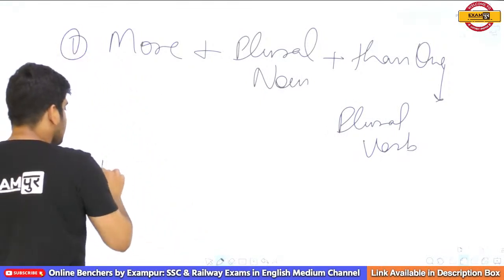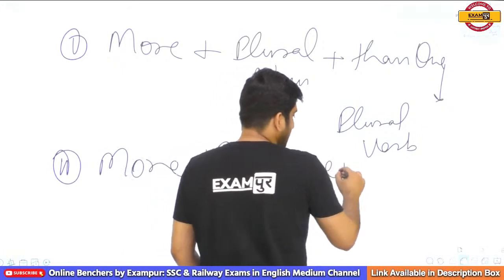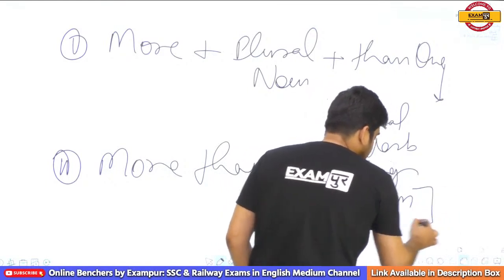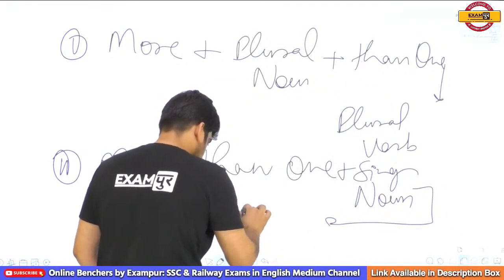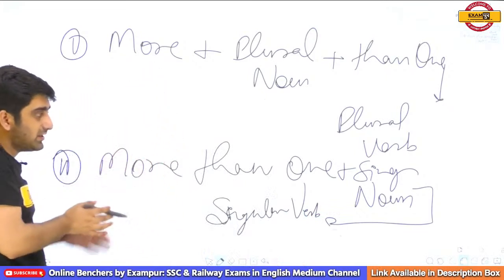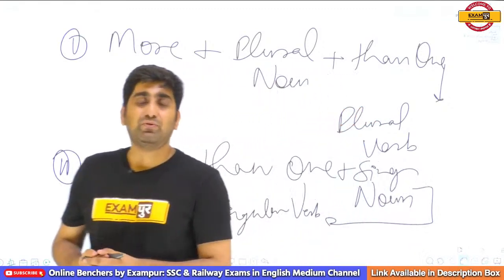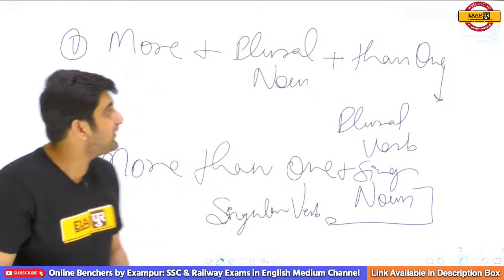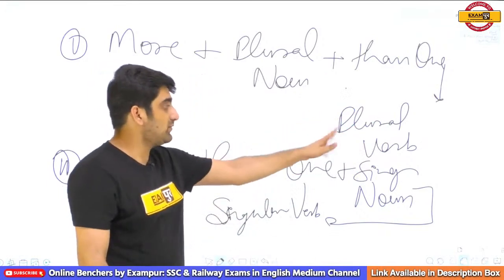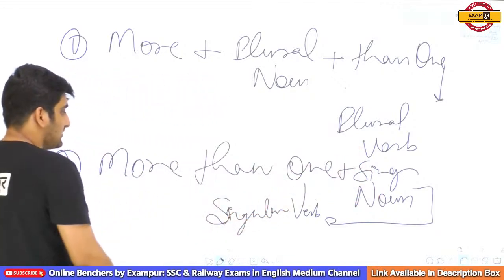But if we have more than one plus singular noun, then we use a singular verb. And this is how, I guess, we can easily understand that there are two scenarios, two ideologies of making subject-verb agreement. If the phrase is like more plus plural noun plus than one, we will use a plural verb. And if we have more than one plus singular noun, then we will use a singular verb.